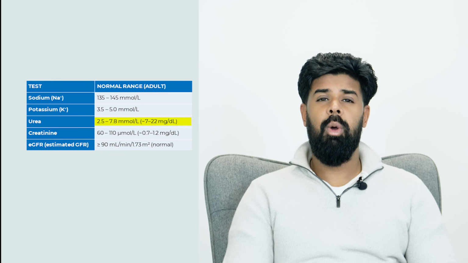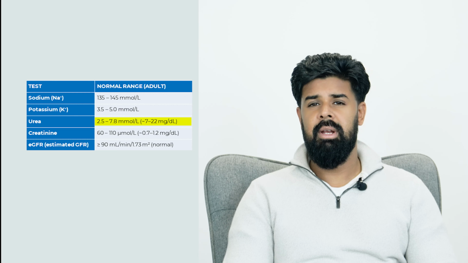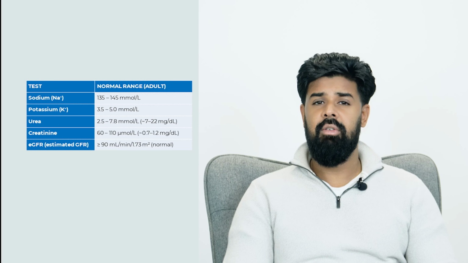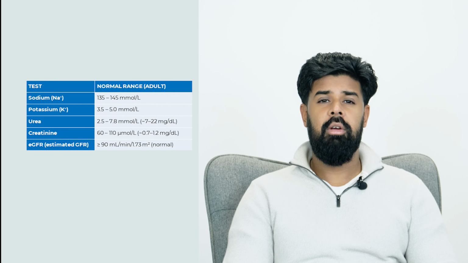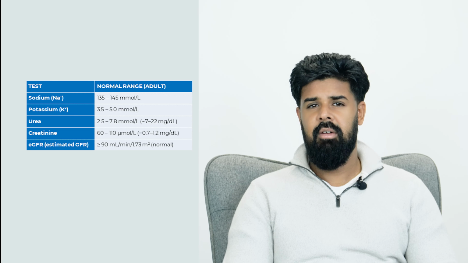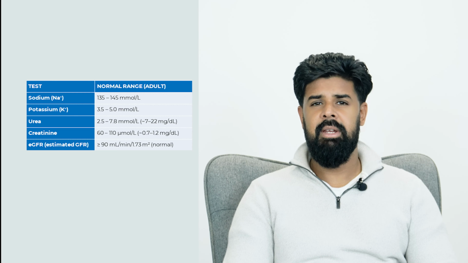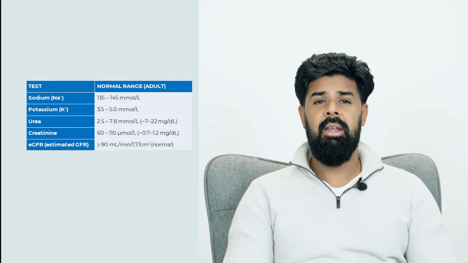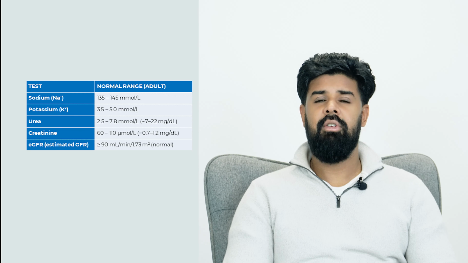Urea. Urea is the waste product of protein metabolism. It is filtered by the kidneys and excreted in urine. High urea can indicate dehydration, renal impairment, or increased protein catabolism, for example, in upper GI bleeding. Low urea can be seen in liver failure, malnutrition, or overhydration.